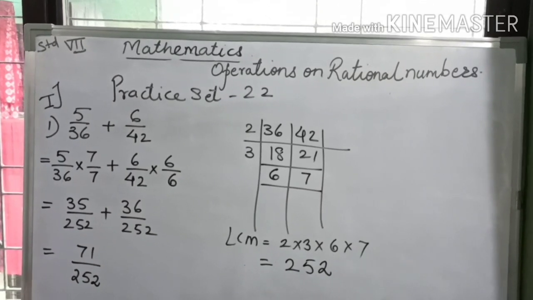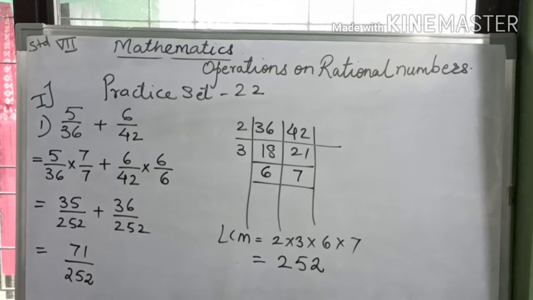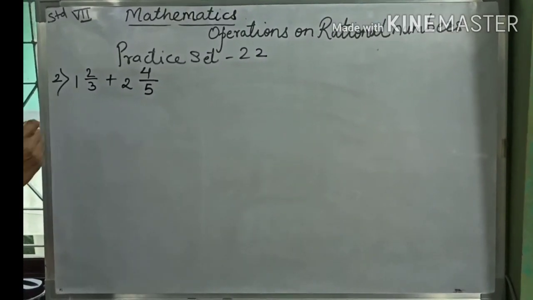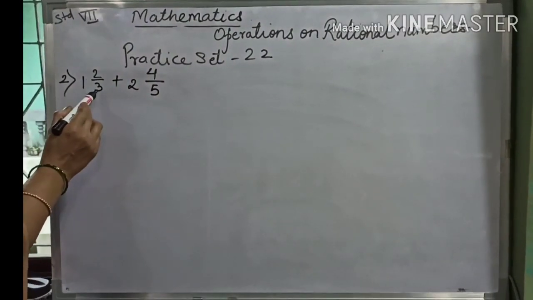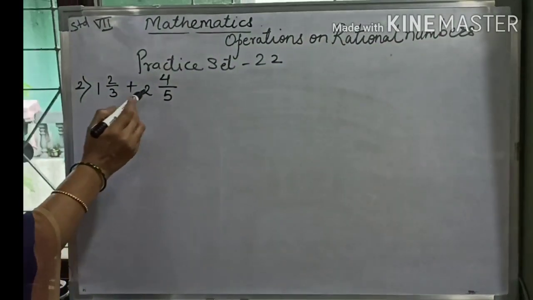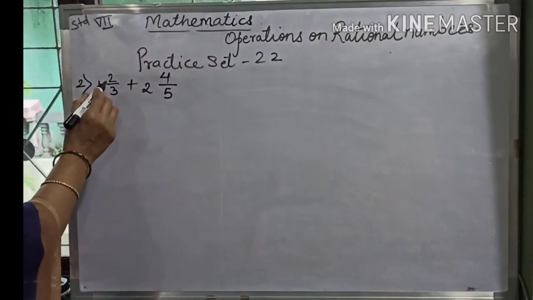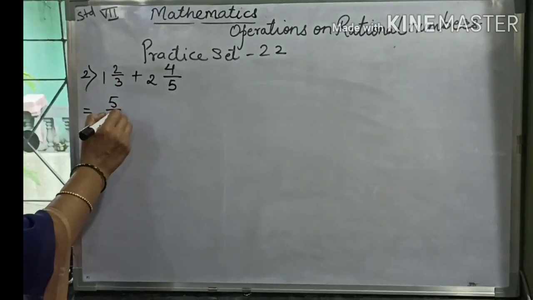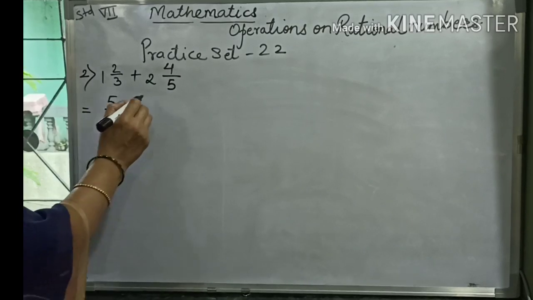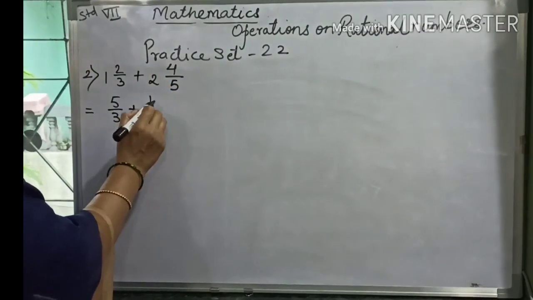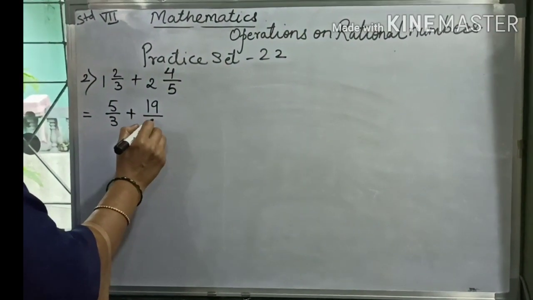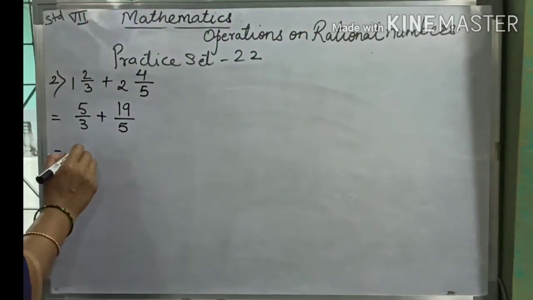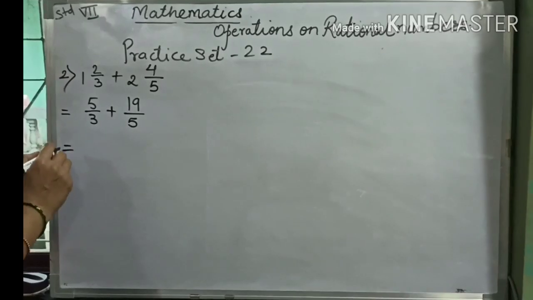Now we will solve the next sum. Second sum, 1 integer 2 upon 3 plus 2 integer 4 upon 5. We will convert this into fraction. So 3 1s are 3 plus 2 is 5 upon 3 plus 5 2s are 10 plus 4 is 14 upon 5. So 3 and 5, the LCM comes 15.